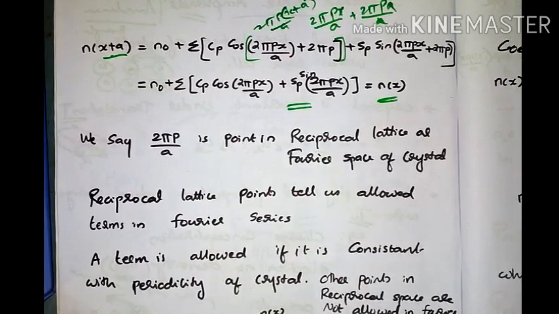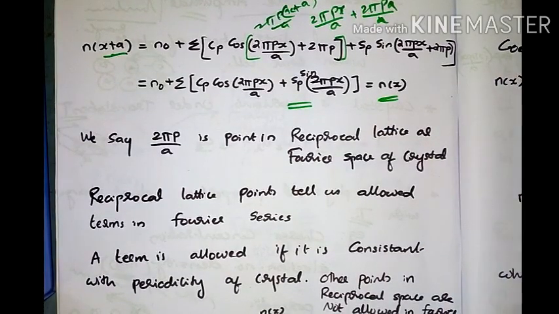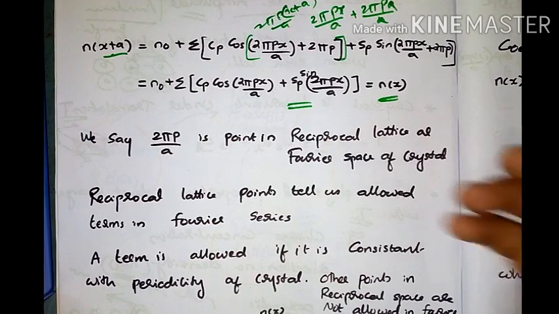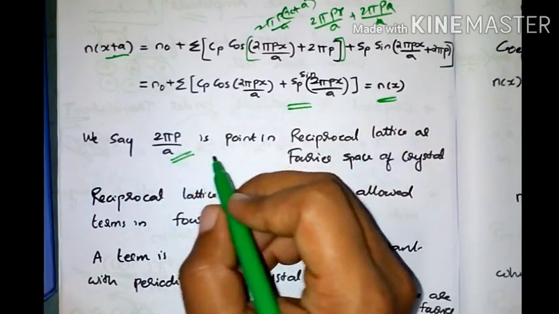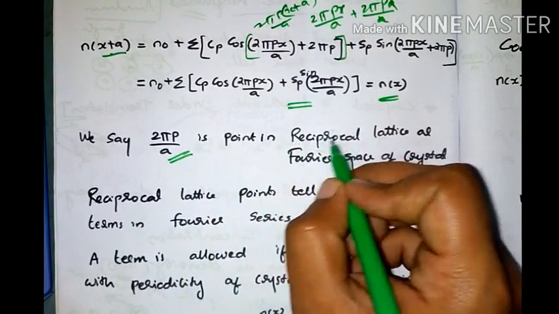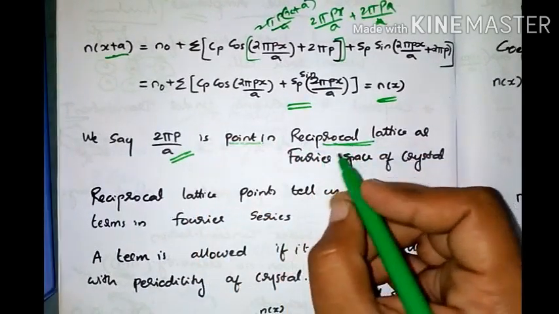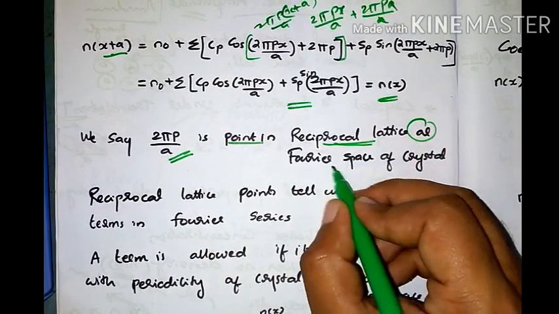Now we are going to incorporate the two concepts that we have discussed earlier, the reciprocal lattice and the Fourier transform. And I told you earlier that taking Fourier transform means taking the direct lattice to the reciprocal lattice. So here the 2 pi p by a term is a point in reciprocal lattice, and over the Fourier space of the crystal.